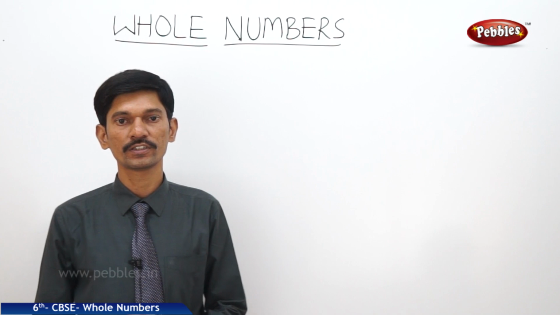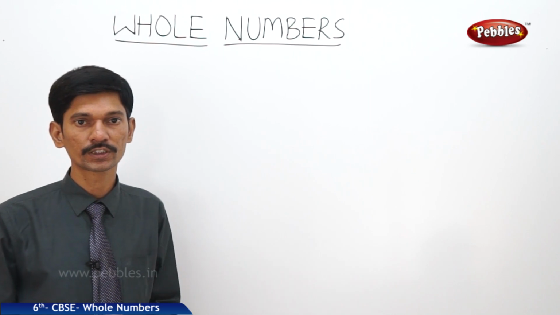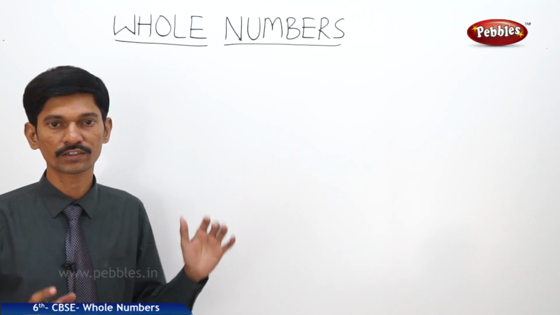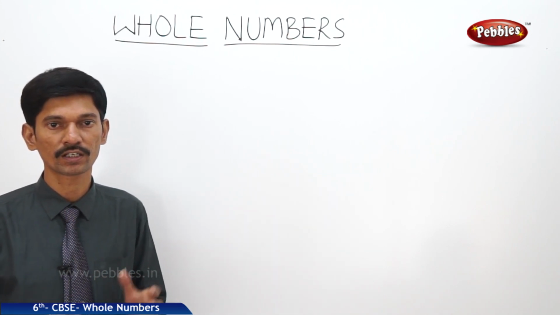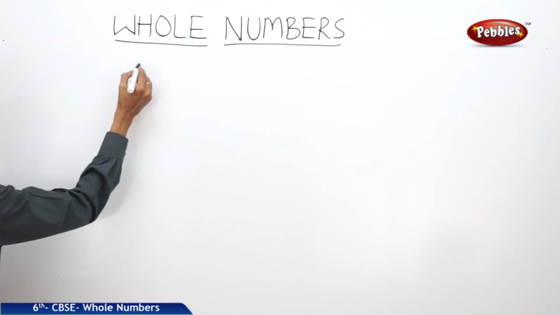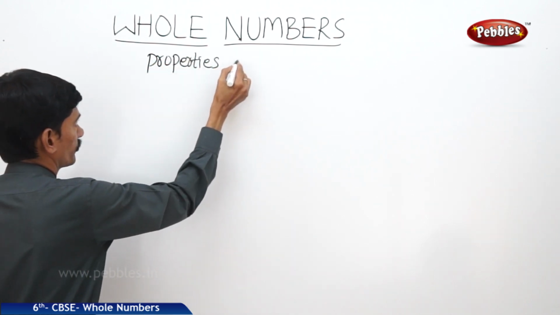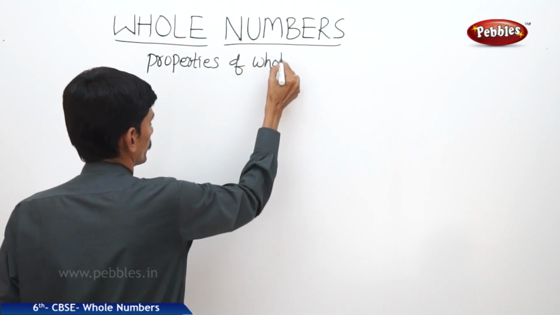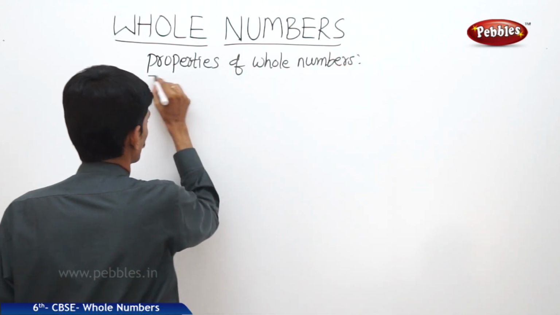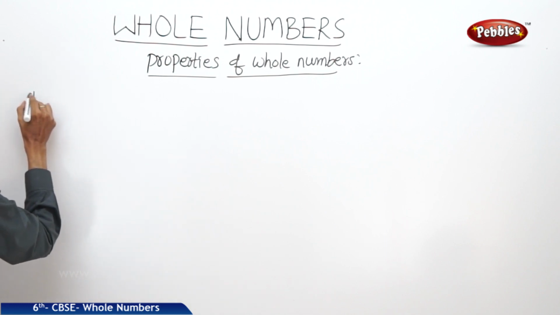Now let us see the properties of whole numbers: closure property, commutative property, associativity and identity. Let us learn all these properties in case of addition, subtraction, multiplication and also division. So first let us learn the closure property.